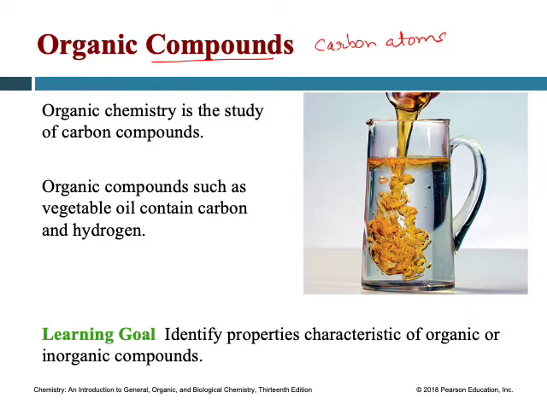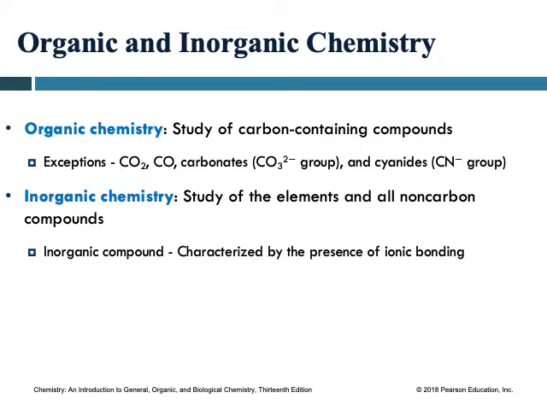And what is organic chemistry? Organic chemistry is the study of these carbon containing compounds, right? So let's see what's the difference between organic and inorganic chemistry, or basically organic and inorganic compounds. Organic chemistry is the study of carbon containing compounds, like I already told you, whereas inorganic chemistry or inorganic compound is the study of elements and all non-carbon compounds. For example, NO2. That doesn't have any carbon atom.